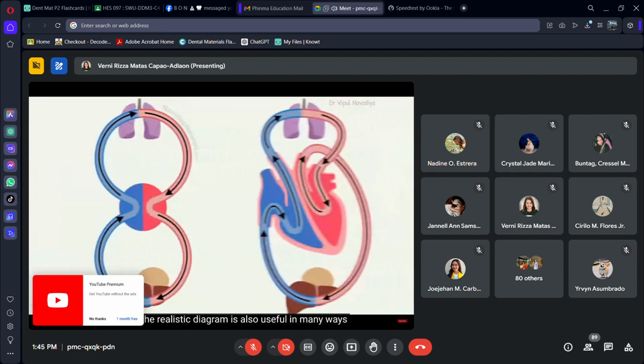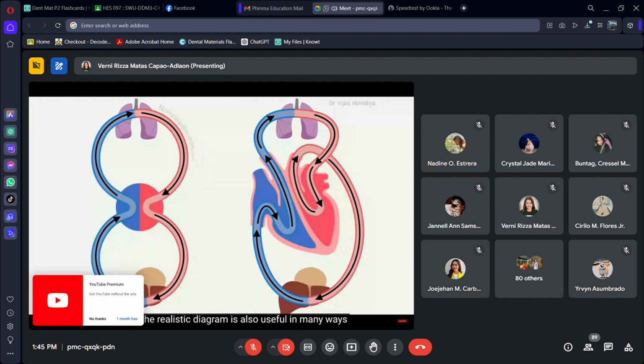Of course, the realistic diagram is also useful in many ways. But if you ever get confused regarding the circulation, remember that it's just a fancy way of drawing the figure of 8. I hope this makes your understanding of blood circulation more clear.